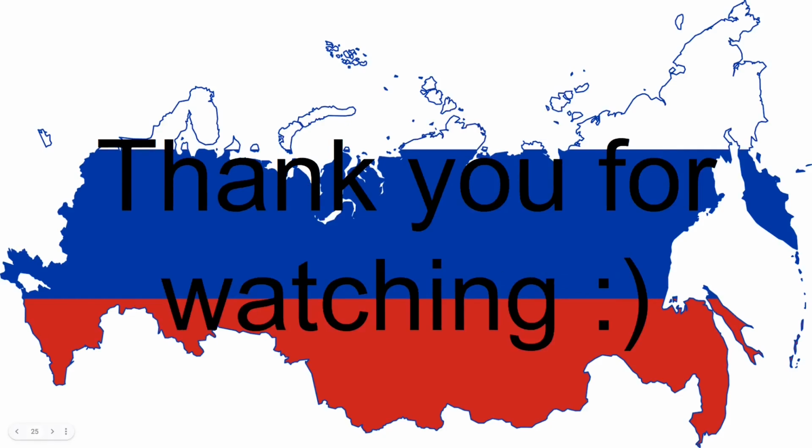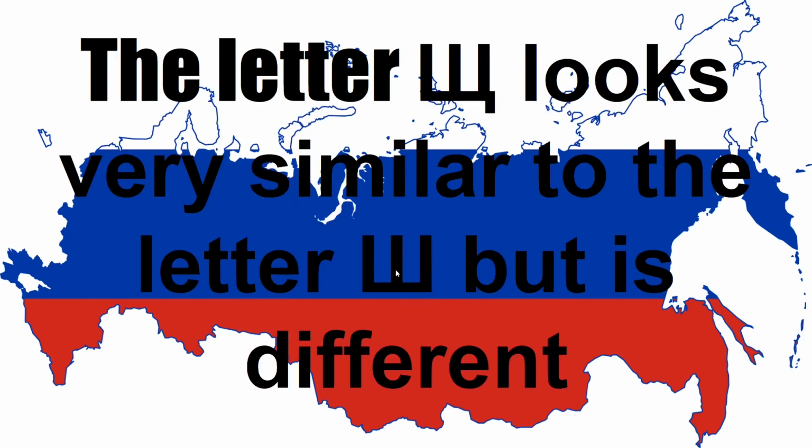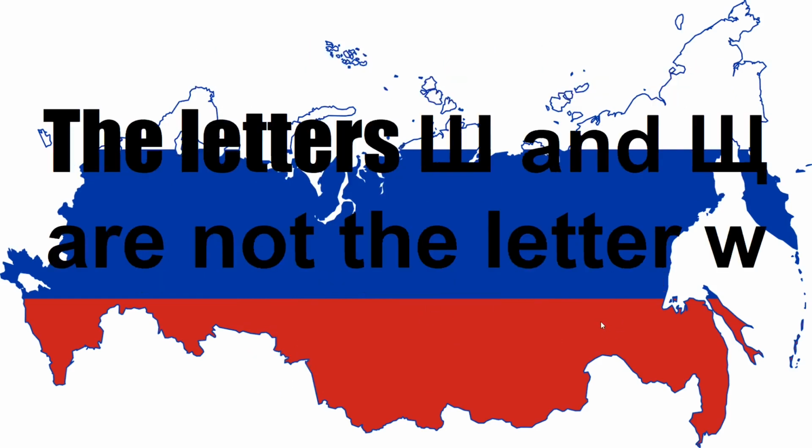Hello everyone, and today we're going to be learning how to pronounce the Russian sh sound. So it looks a bit like a W. It's not a W, I assure you, and it's got a little tail on the end of it. There's two characters, one looks like this and one doesn't have the tail. So the letter looks very similar to the other, but is different.